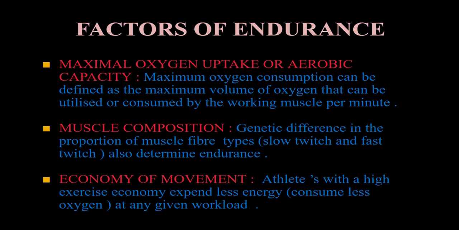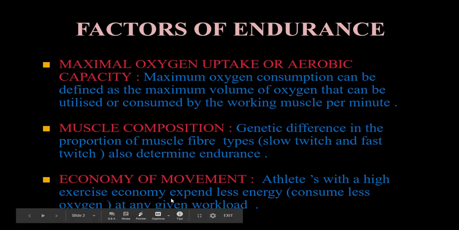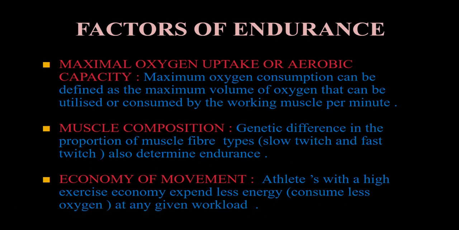Our next point is economy of movement. Athletes with a high exercise economy spend less energy and consume less oxygen at any given workload. This means that some athletes just use a little less energy to do the exact same thing than others and have better endurance. Athletes spend a lot of time training to improve their form or style and thereby improve economy of movement.